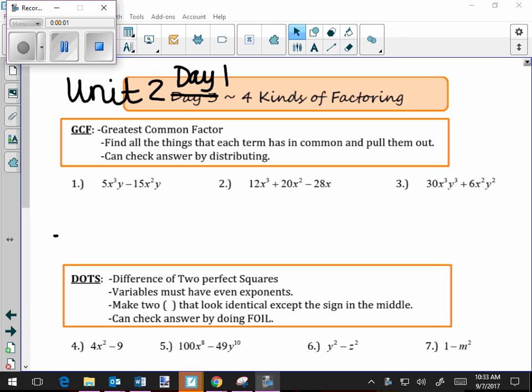On the first day of this unit, we will be talking about factoring. All in all, we're going to learn 4 kinds of factoring. We're doing the first 2 today. This should be review from last year, so you shouldn't be looking at this thinking that it's something that you haven't seen before.